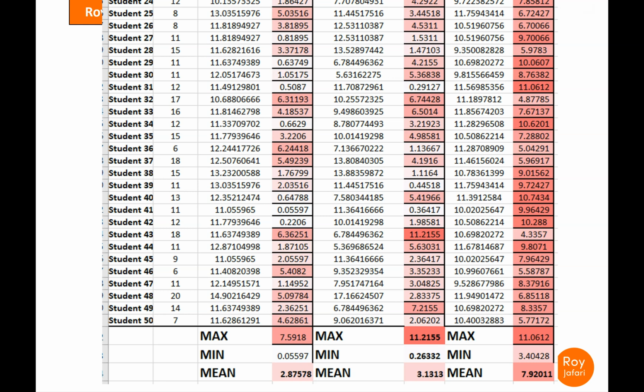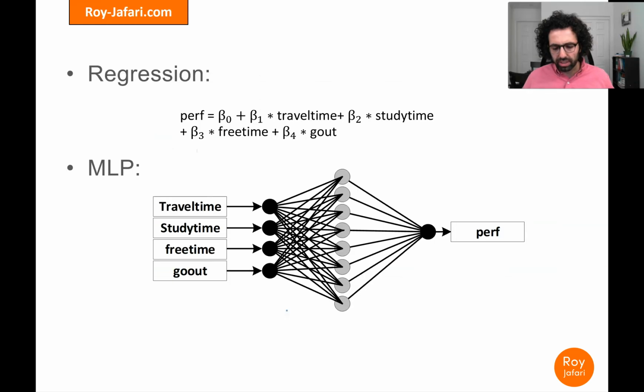And why is that? So the question here is why MLP is doing better, and I believe you can answer that question by just looking at this slide. Before I give out the answer, stop this video and think about it for a minute.